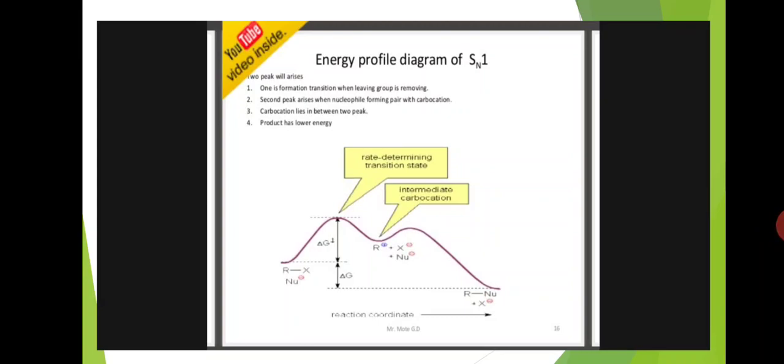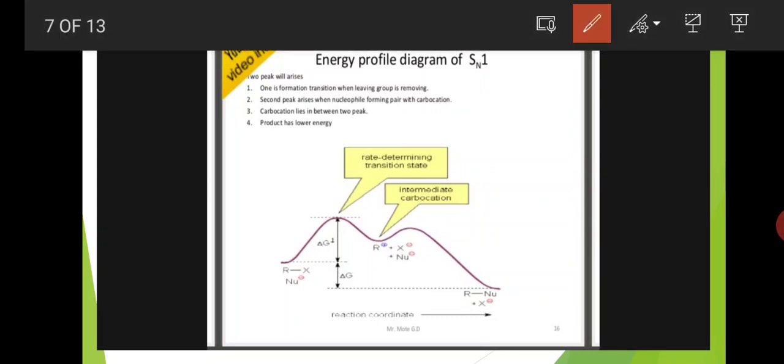Okay, here is the energy profile diagram of SN1. Here we will observe two peaks. This is one peak and this is another peak. Okay, here the first peak is the rate determining transition state and the second is the intermediate carbocation.